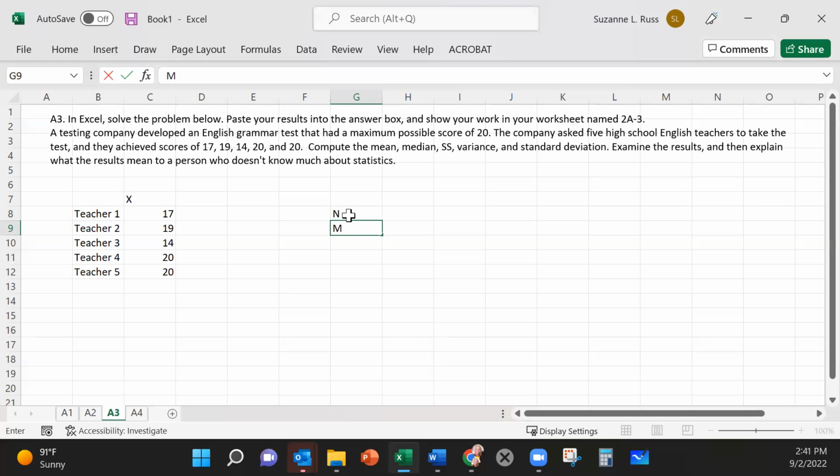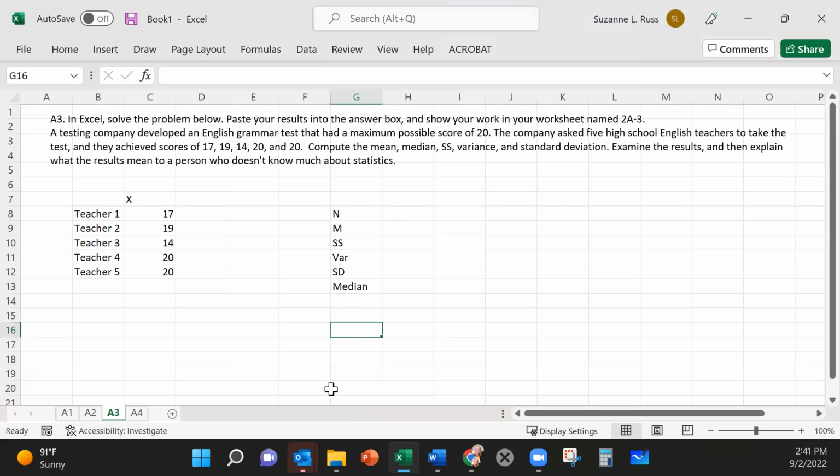Then I'll put an M for where I'm going to write mean. I'm going to put an SS for sum of squares. I will put a VAR for variance and SD for standard deviation. And we are also asked to put median, so I'll write median as my last. And this is where my answers will be.